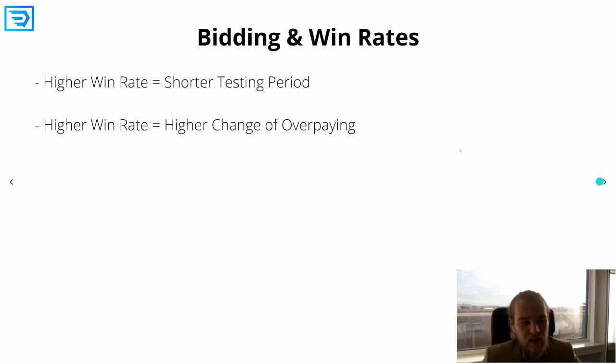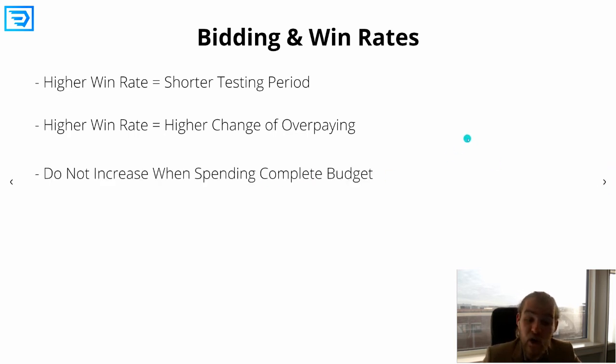All right, next up, do not increase when spending your complete budget. If your daily budget is $100 and you are currently spending $100, it makes no sense to increase the bid. What that will cause is you getting less traffic, but you're still spending that $100 a day. So why would you do that? Do not increase your bid if you're spending your complete daily budget.